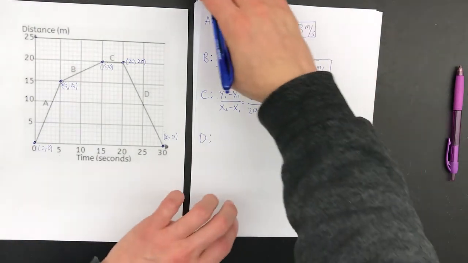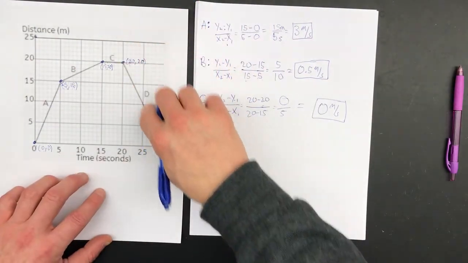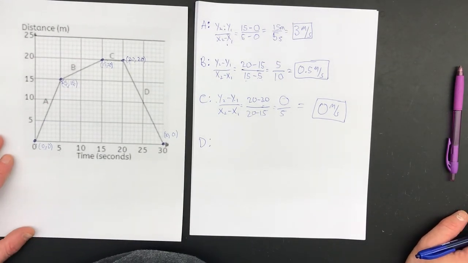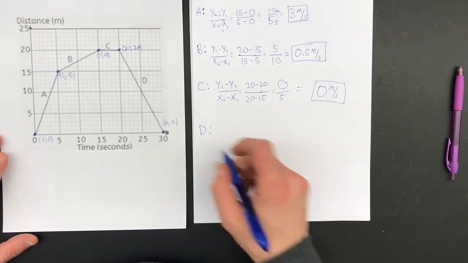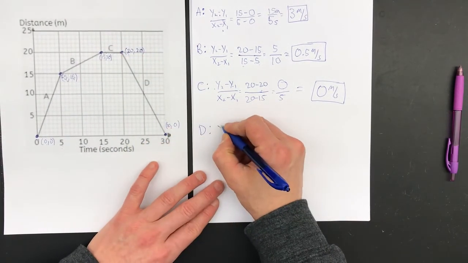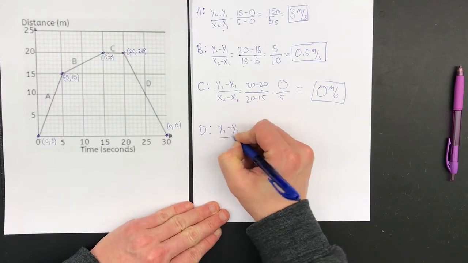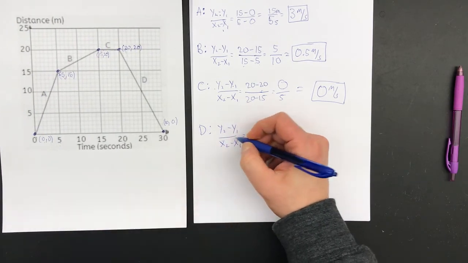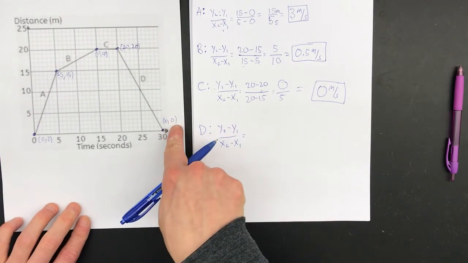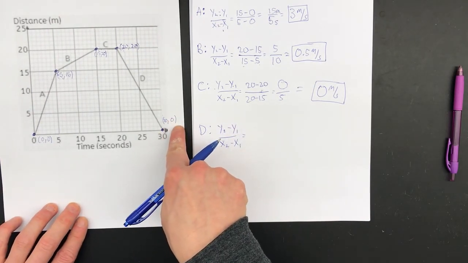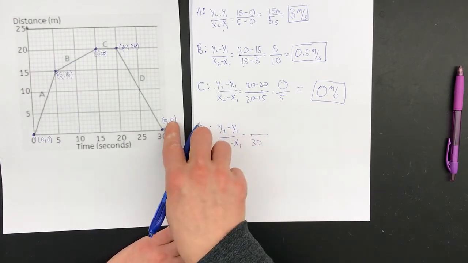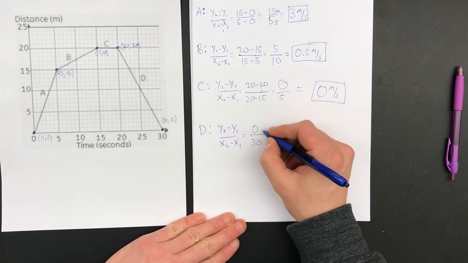And letter D, it's going backwards because it's a decline. When it goes backwards, that's called a negative velocity. So we should end up also with a negative slope, a negative number for our slope when there's a decline. Let's see if that happens. y2 minus y1, x2 minus x1. y2 and x2 are at the end of the line. Okay? So x2 is 30. y2 is 0.